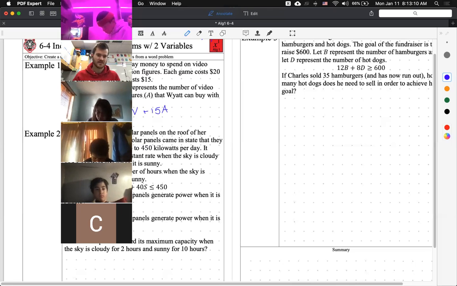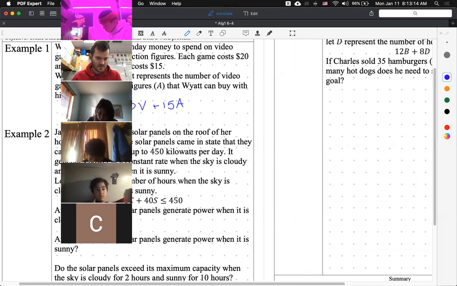And you could have written it the other way around. You could have had it on the other side. So if I want to write the other answer, it could have been 15A plus 20V is less than or equal to $134. Both of these are 100% correct solutions.